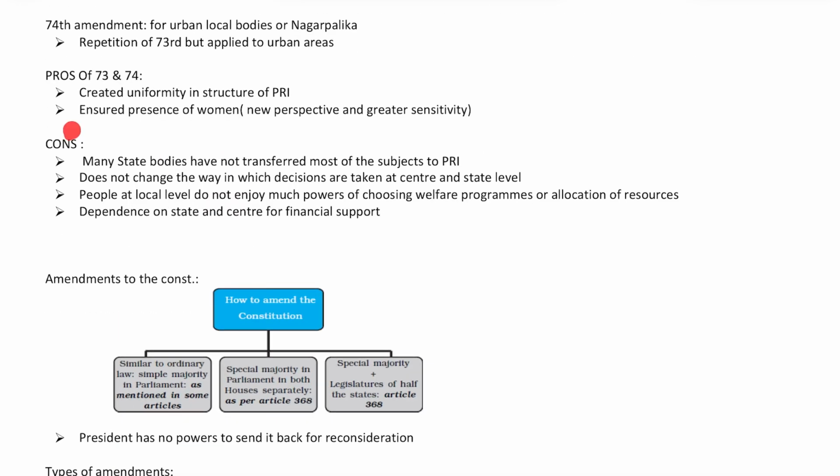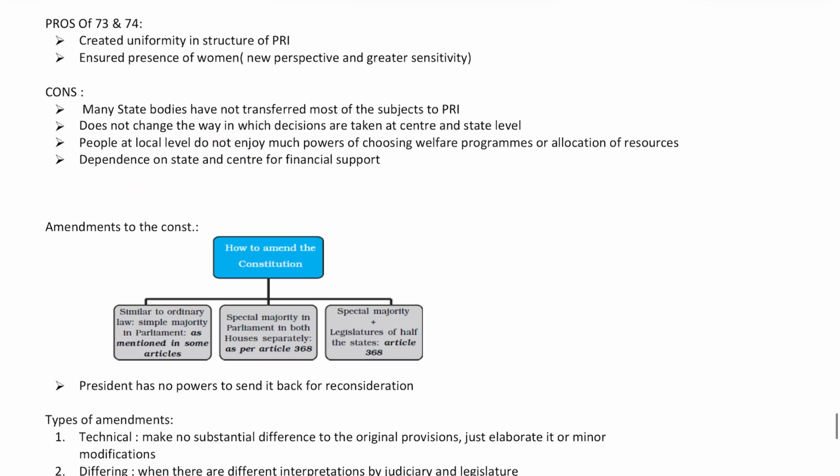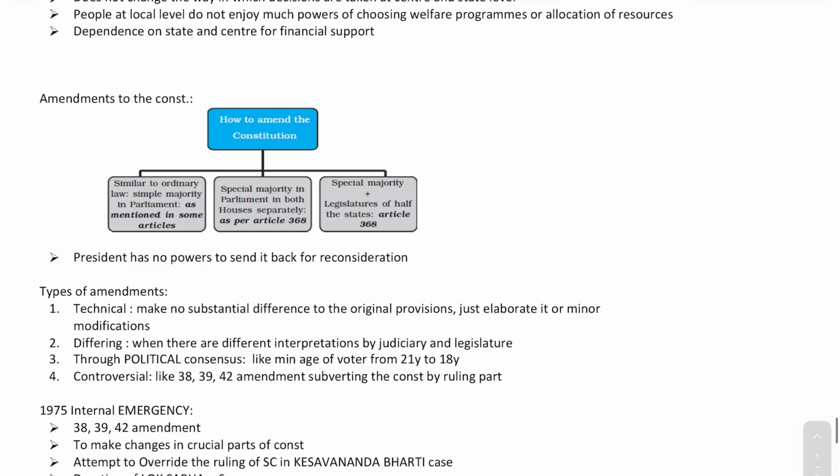Although there were also some cons as well. Many states have not transferred most of these subjects to the PRIs. It does not change the way in which decisions are taken at the central and the state level. People at the local level do not enjoy much power of choosing welfare programs or the allocation of resources. They have been dependent on the state and the center for financial support. So lack of finances is one of the reasons for the cons.